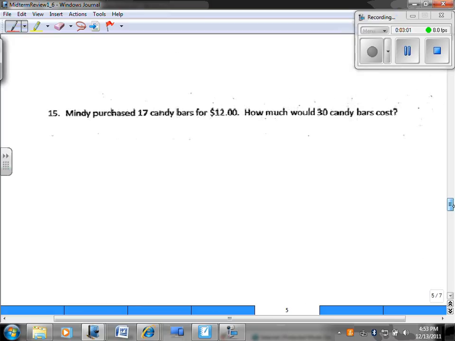Okay, Mindy purchased 17 candy bars for $12. How much would 30 candy bars cost? So she had 17 candy bars for $12. Remember, what's important is that whatever idea is on top here has to be on top here. So if you have candy bars on top, you have to have candy bars on top over here. We know that 30 candy bars, but we're not sure how much it's going to cost.